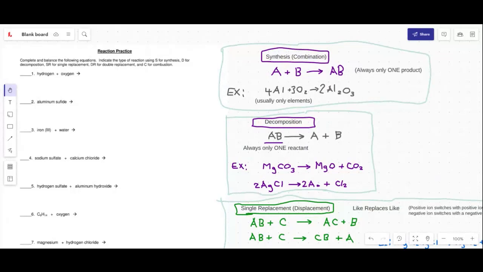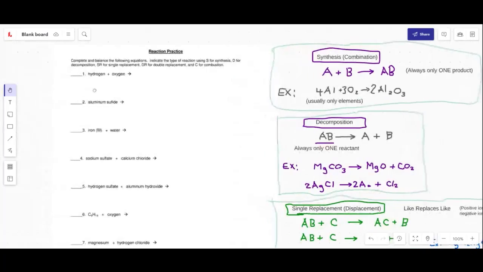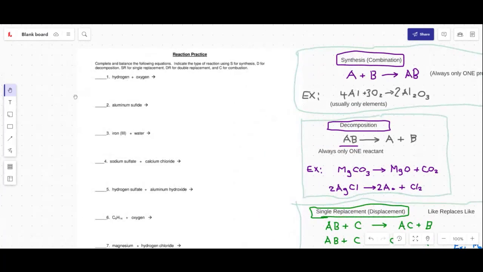All right, so does anybody want to go through a couple examples of practice with regards to predicting the products and identifying what type of reaction they are? All right, let's do it. For this one, let's start with the first one. Hydrogen and oxygen. Well, hydrogen is just an element, right? So what should I put for hydrogen?